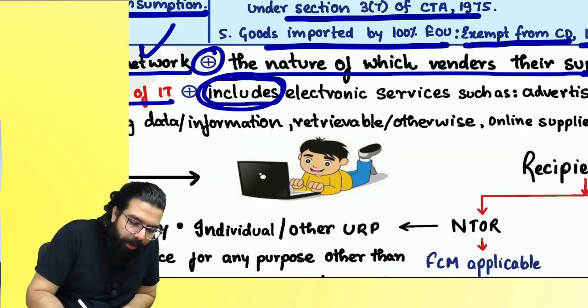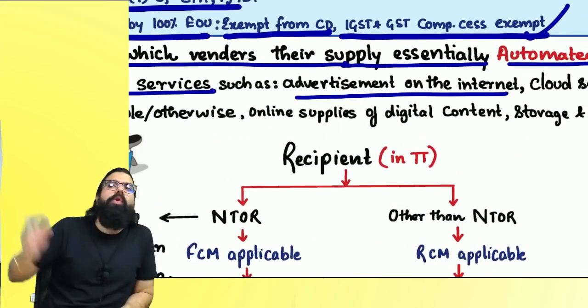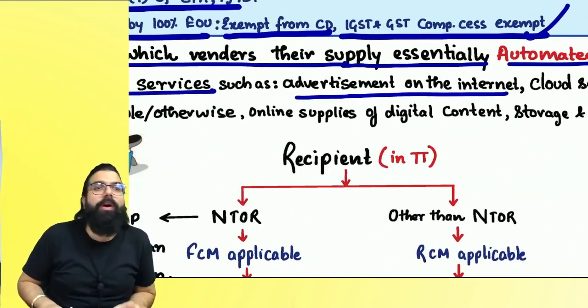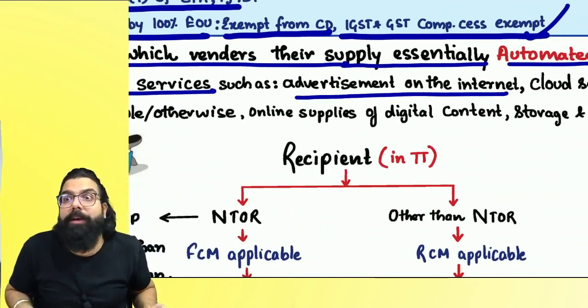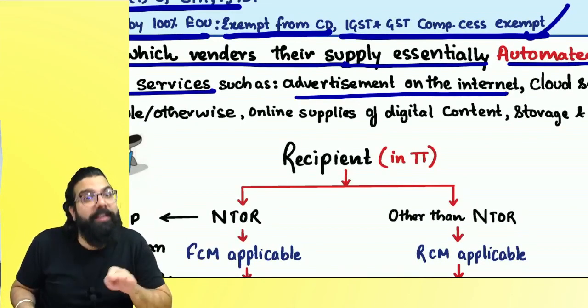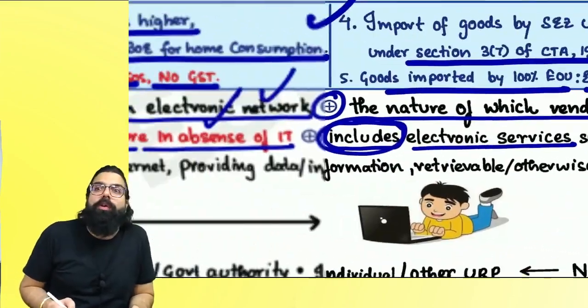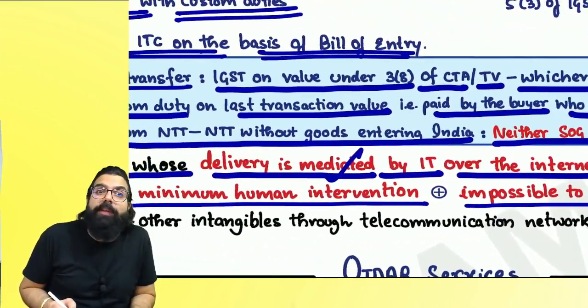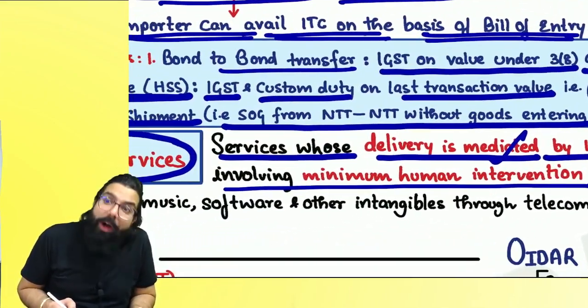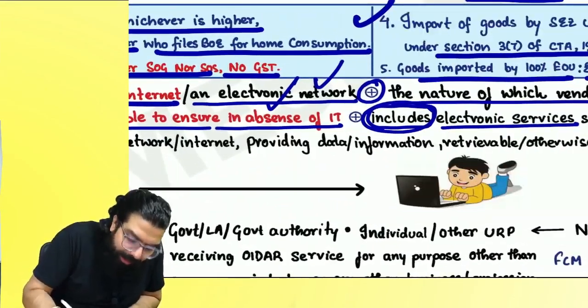Electronic services such as advertisement over the internet. Google gave you Google AdWords. Google gives you an advertisement service, you took it for your business. It's an OIDAR service because it is included in the definition. Next, cloud services, iCloud, Google Drive services. All this is OIDAR service, because they included this in the definition of OIDAR. Can I go ahead, everyone?